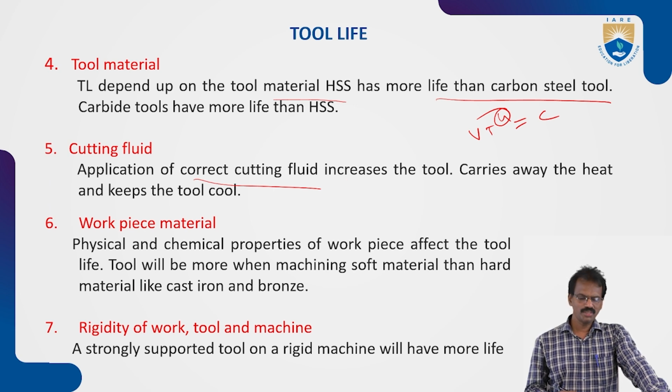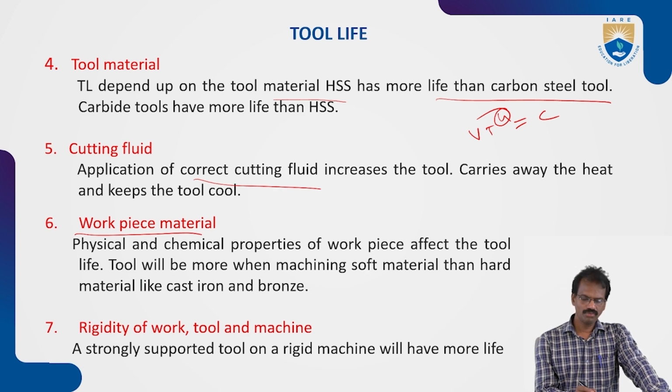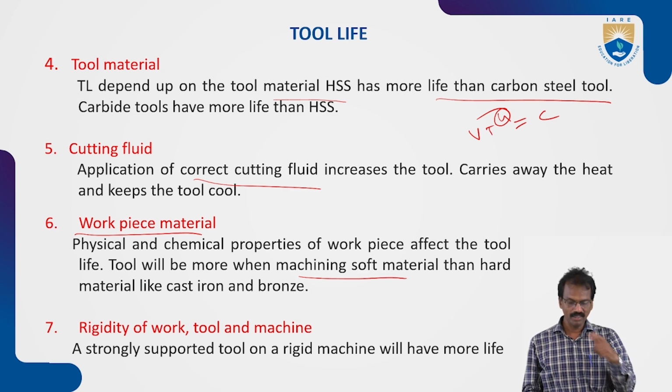Next, workpiece material. The physical and chemical properties of the workpiece affect the tool life. So tool life will be more when machining soft material than hard material like cast iron and bronze. Rigidity of the work, tool and machine also very much influences the parameters.